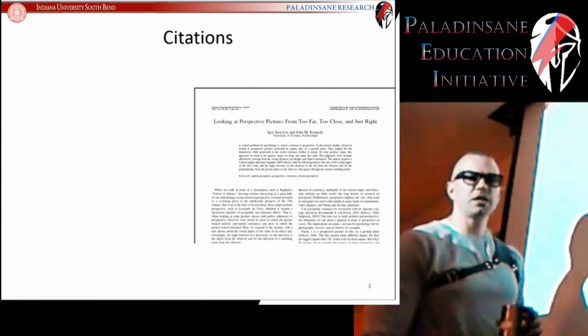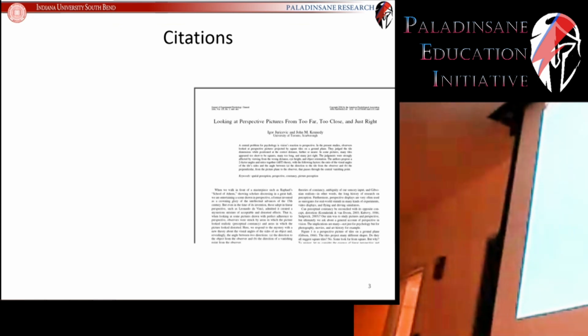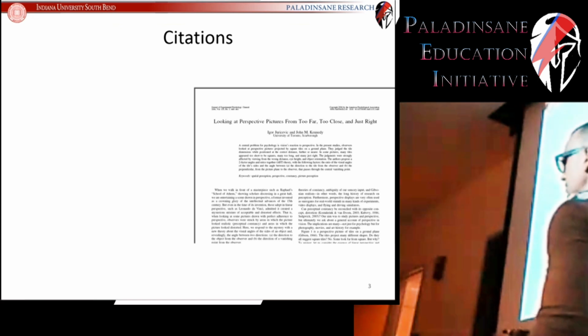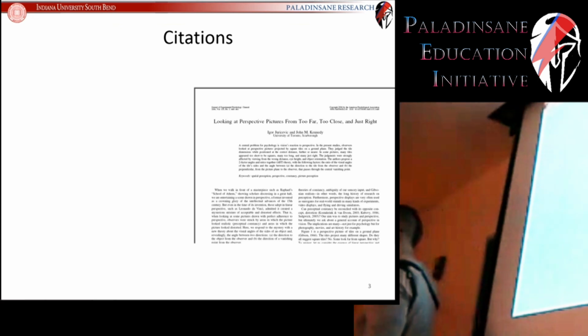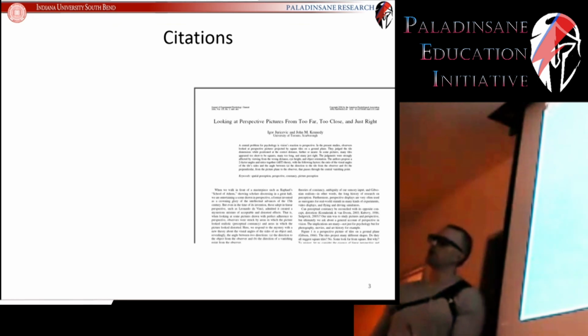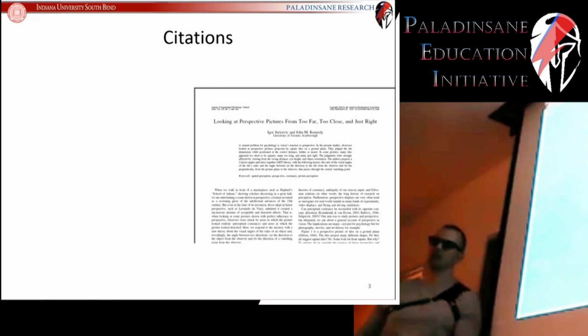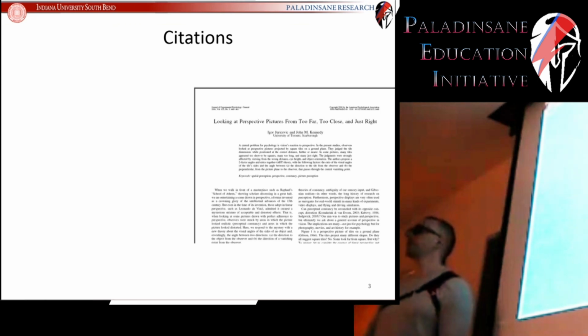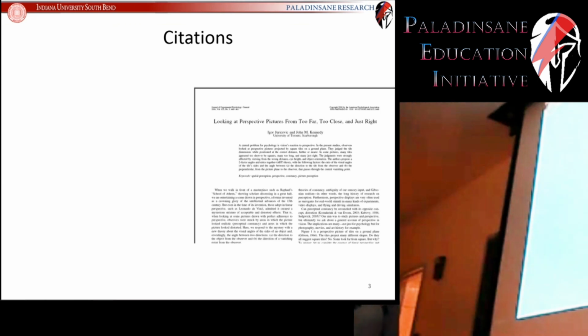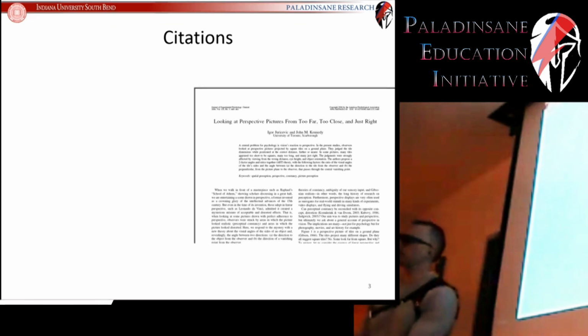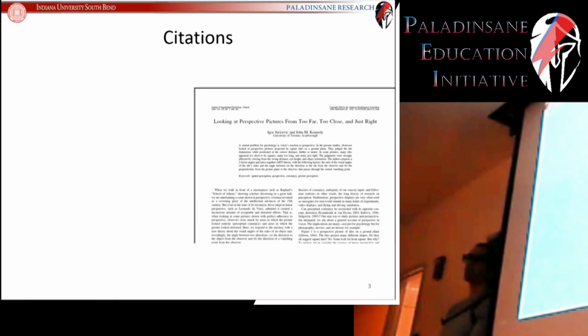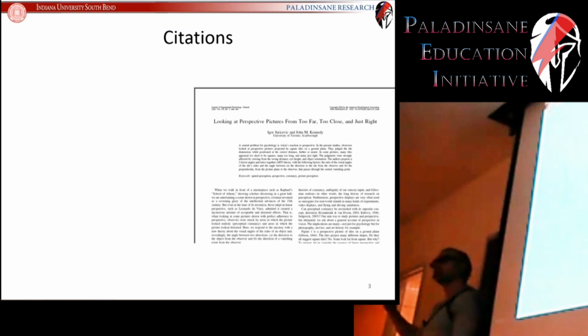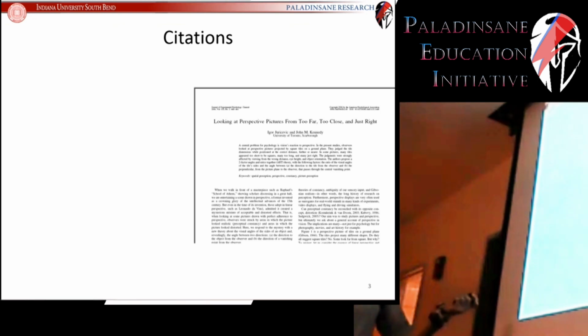All right, so citations. Citations in a research paper, this is where you give credit for somebody else's idea. So you present somebody else's idea in your paper. You're 100% free to present somebody else's idea in your paper. However, you need to cite that particular individual. You need to give credit to that particular paper.